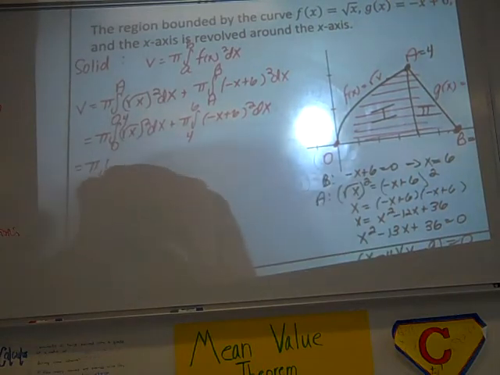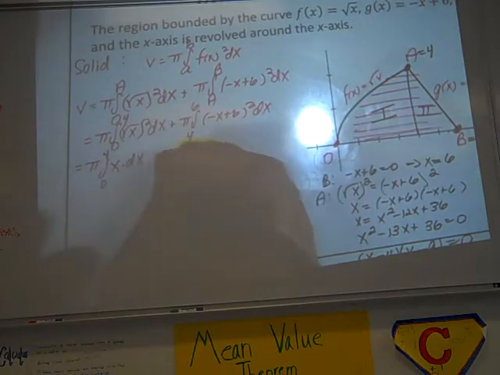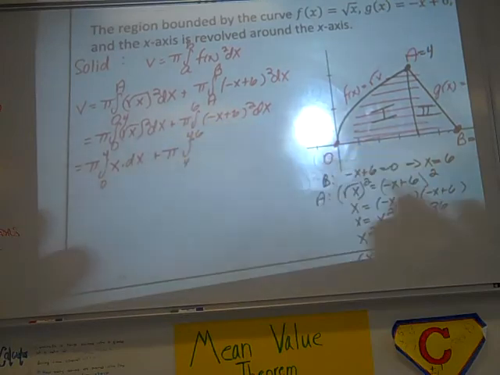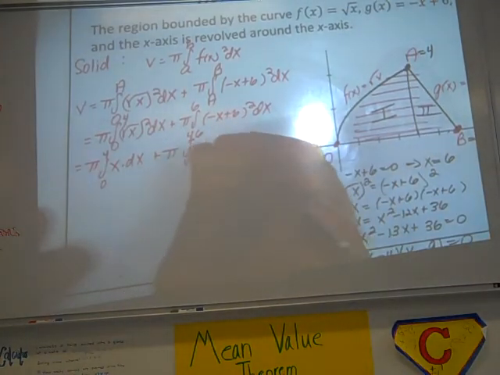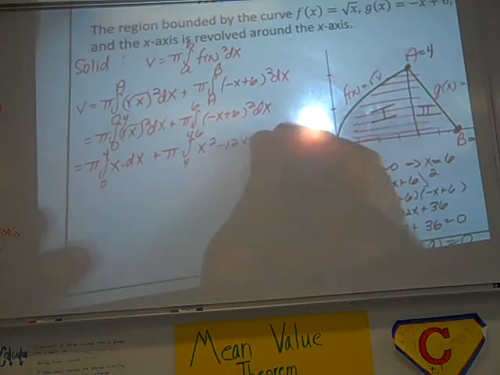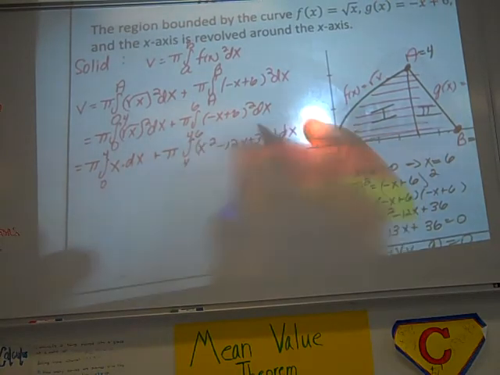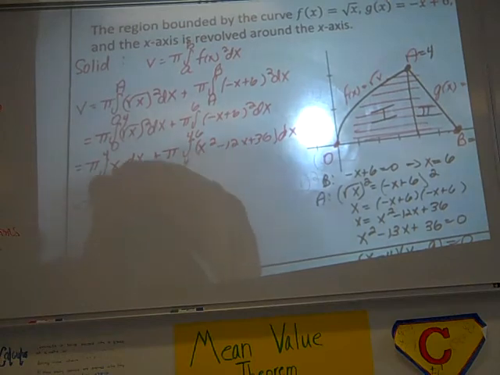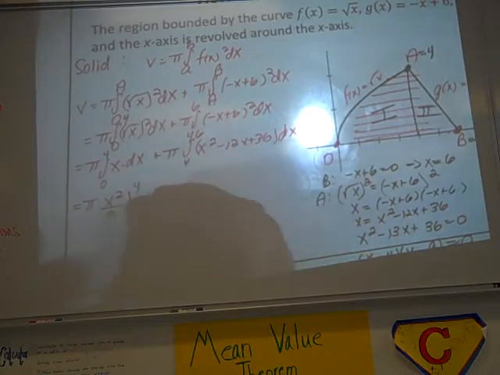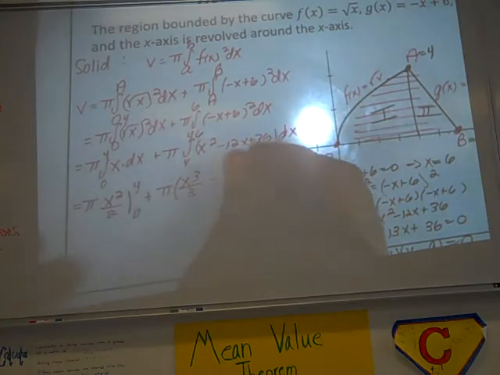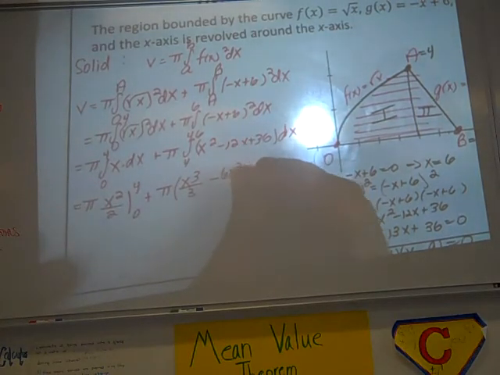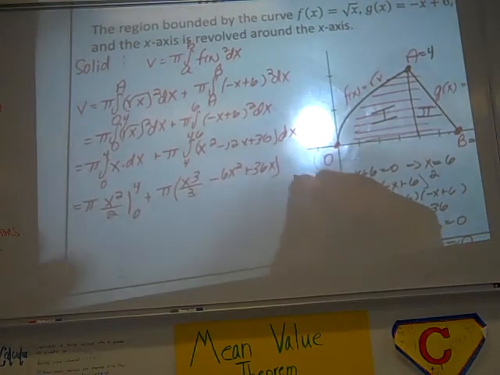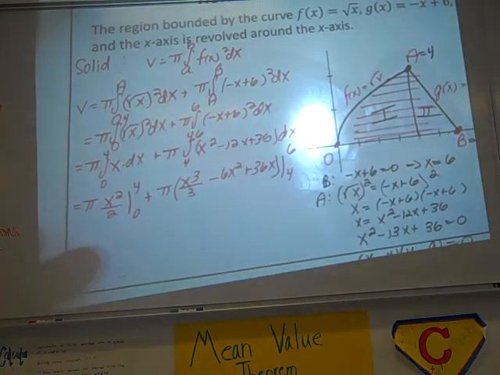We have pi, integral from 0 to 4, square root of x, the whole thing squared, is just x dx. Plus pi, integral from 4 to 6, negative x plus 6 squared. We already did that. That's x squared minus 12x plus 36 dx. Okay, I come back over here. The integral of x is x squared over 2, so I evaluate that from 0 to 4. Plus pi, integral of x squared, x cubed over 3, minus the integral of 12x, 6x squared, integral of 36, 36x. Evaluate between 4 and 6.